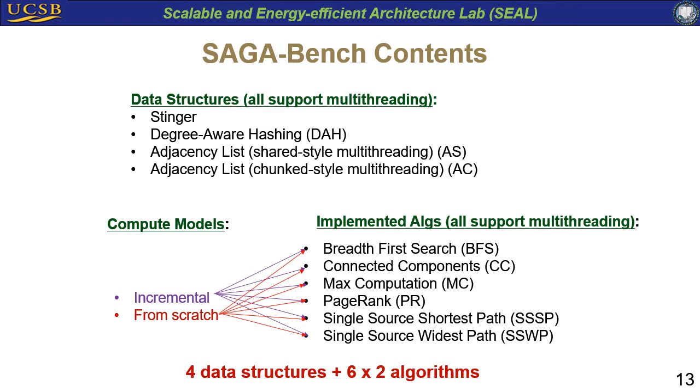And 6 well-known algorithms have been currently implemented. They are breadth first search, connected components, max computation, PageRank, single source shortest path, and single source widest path. All the 6 algorithms have been implemented in both the incremental and the from scratch computation models.